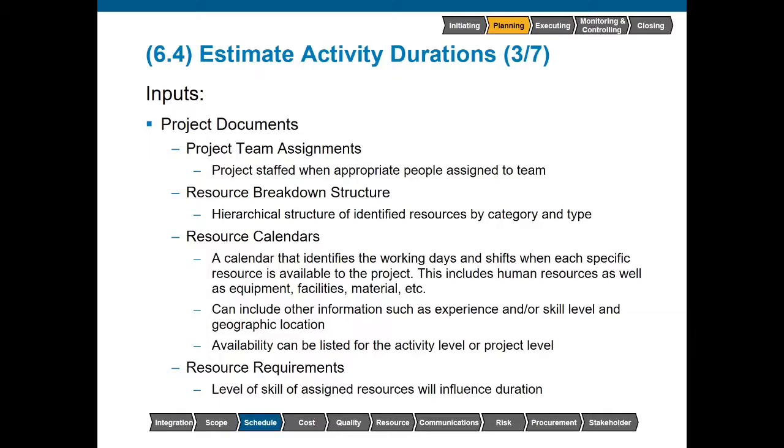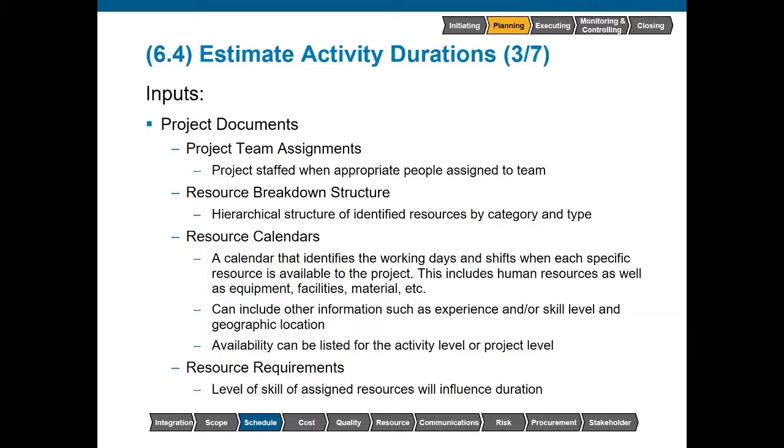Our resource calendars. Anytime we discuss the word calendar, it identifies availability. So a resource calendar is the availability of the resources. On what days and for which shifts will these specific resources be available? This could refer to our human capital, it could refer to tools, heavy machinery, equipment, facilities, or even raw materials and when they would be delivered. We also want to include information, if it's necessary, about the experience or skill level and possibly the geographic location of our resources. Availability can be listed for the activity level or for the overall project level. We also have our resource requirements.